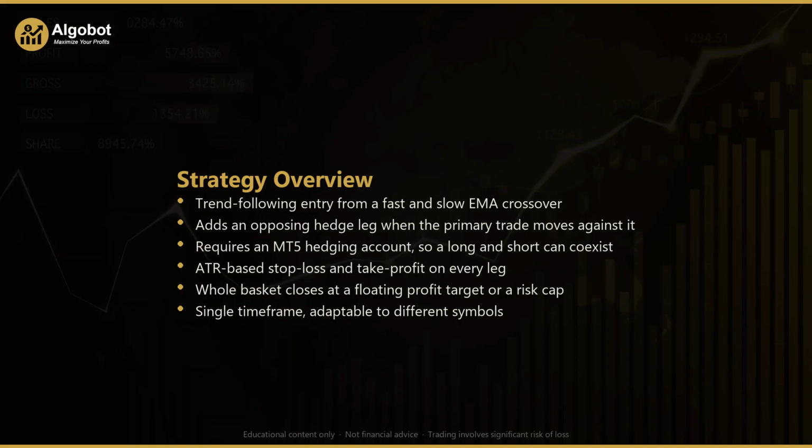This is why the expert advisor requires a MetaTrader 5 hedging account, where a long and a short can coexist rather than canceling each other out. Every individual leg still carries its own stop loss and take profit, both derived from the average true range, so risk is defined on each order. On top of that, the entire basket is monitored as one unit, and it closes together when its floating profit reaches a set money target or when its floating loss reaches a hard risk cap.